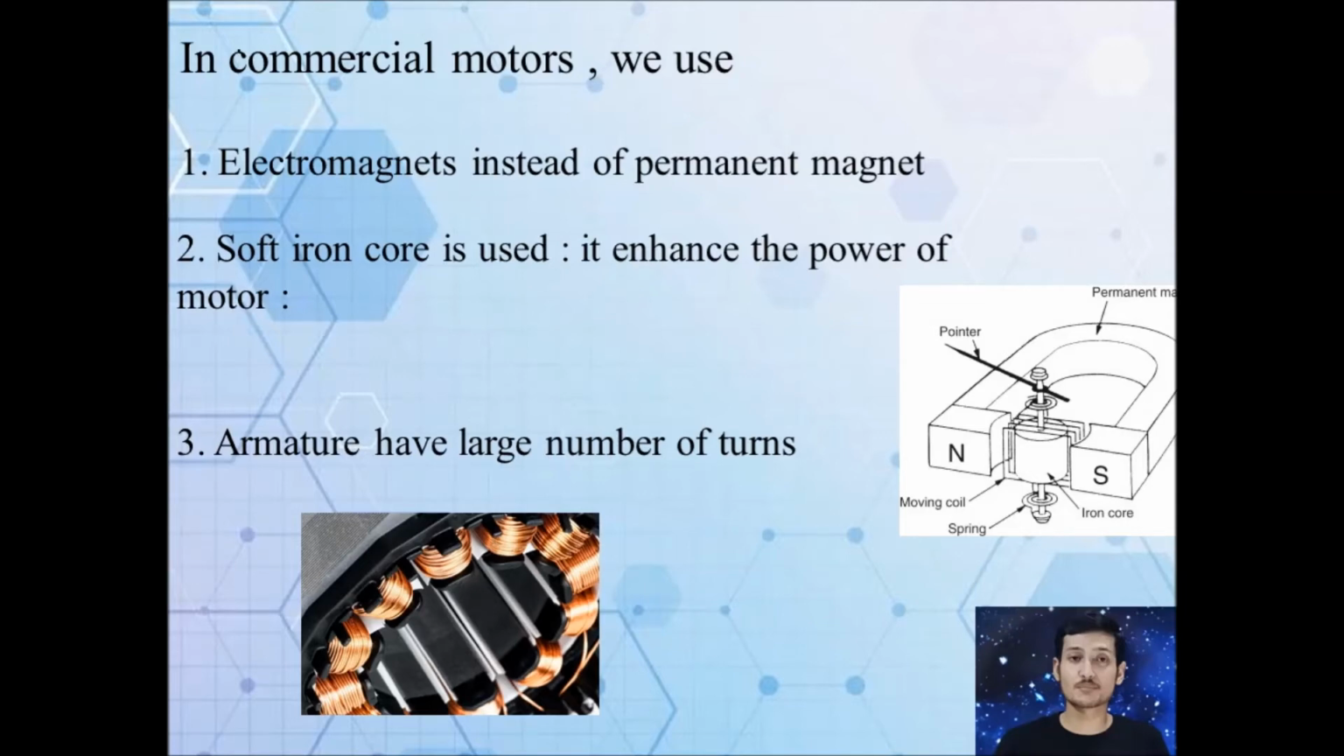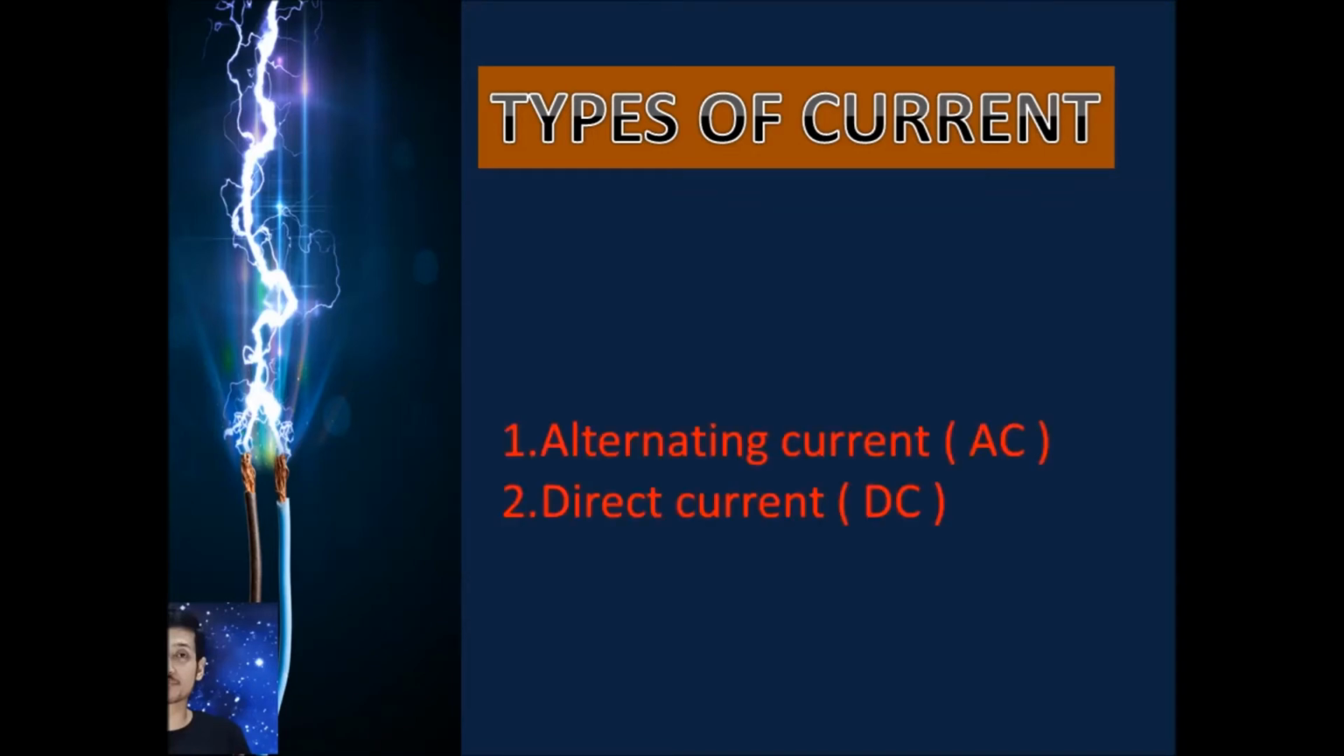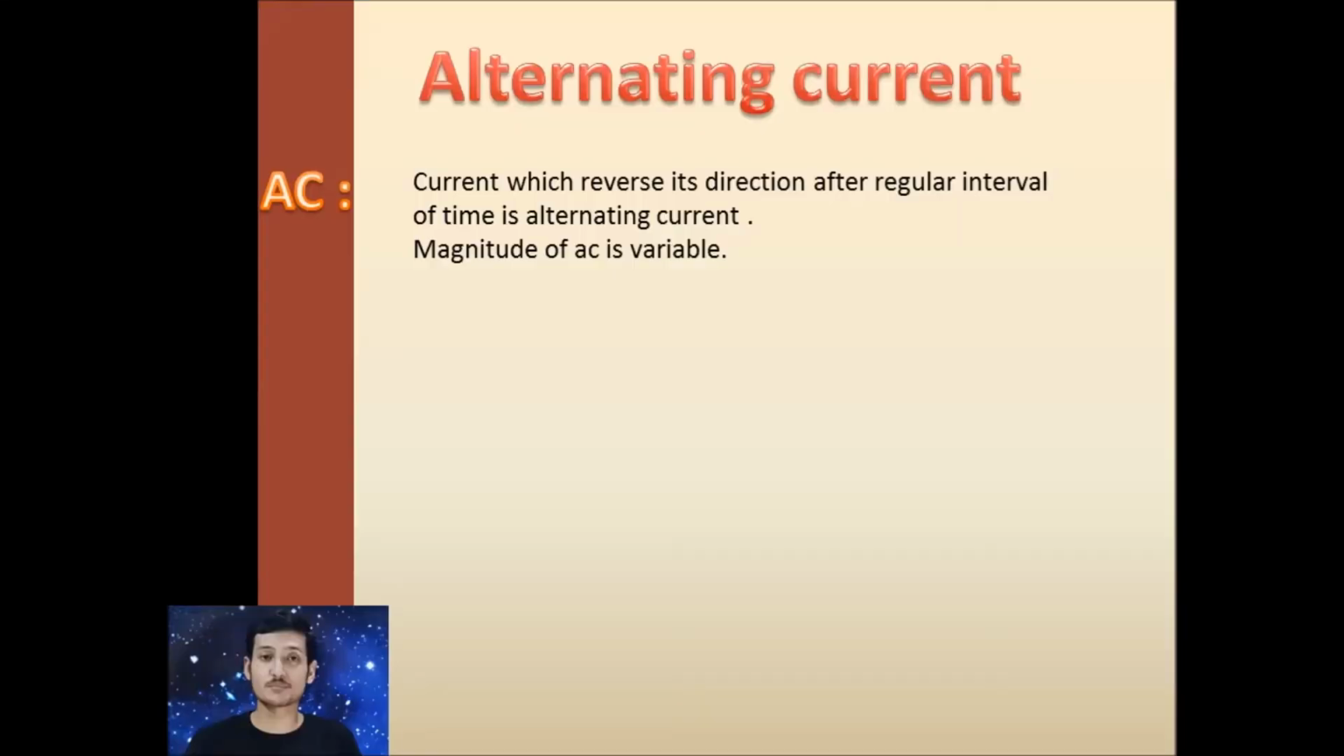Now let's talk about the types of current. Current is of two types. One is called alternating current and the second is called direct current. Now what do you mean by alternating current? Alternating current is a current which reverses its direction after a regular interval of time. Let's say it's going towards the east, and then after some time it goes towards the west, then again towards the east, then again after some time towards the west. So this shift in direction also happens in the case of current. So the current which reverses its direction after a regular interval of time is called alternating current.